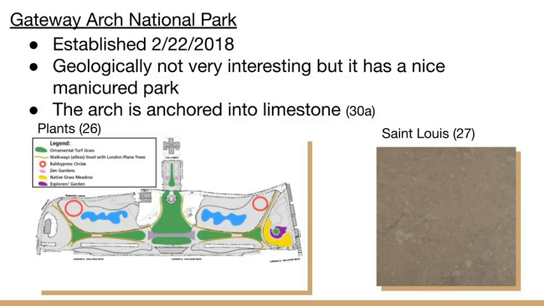Starting with Gateway Arch, the most boring park, geologically speaking, in St. Louis. The park was established on February 22, 2018, and looking at the photo on the right, provided by the Plants article, the park is made up of turf grass, bald cypress, zen gardens, native grass meadows, and an explorer's garden. The Geology of the park article notes that the arch is 60 feet underground and anchored into St. Louis limestone. The limestone built up in this area because it was once shallow, warm water with sea creatures that then died, accumulating at the bottom, lithifying into limestone.